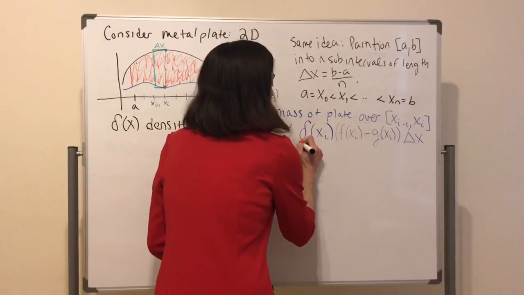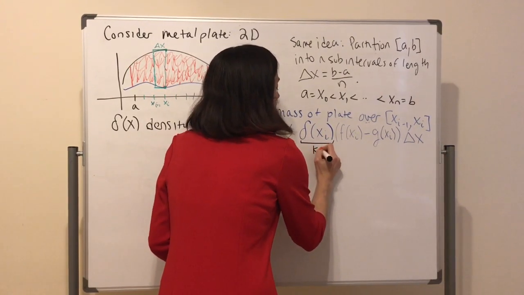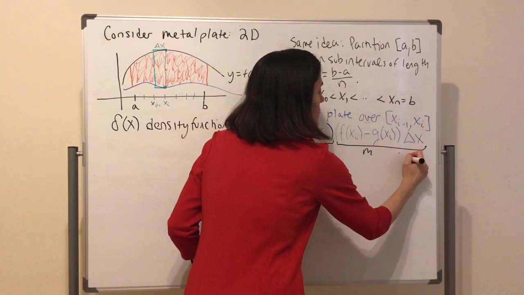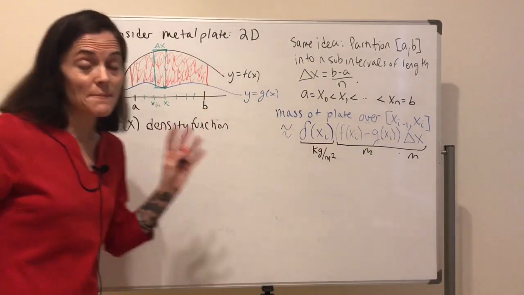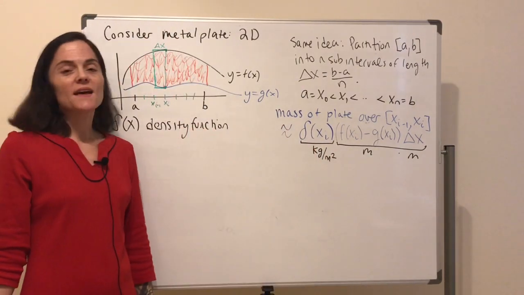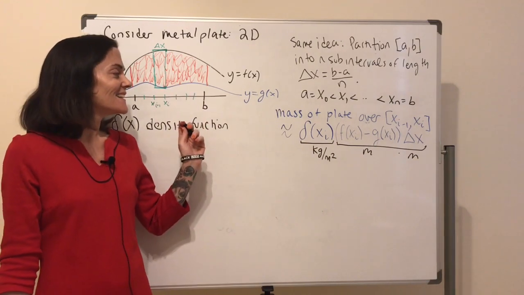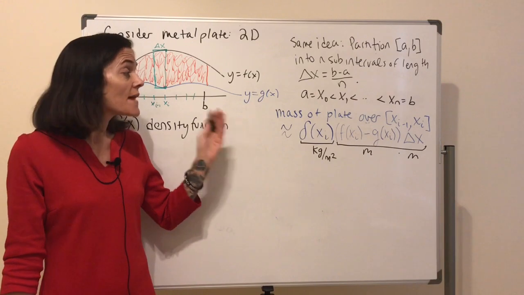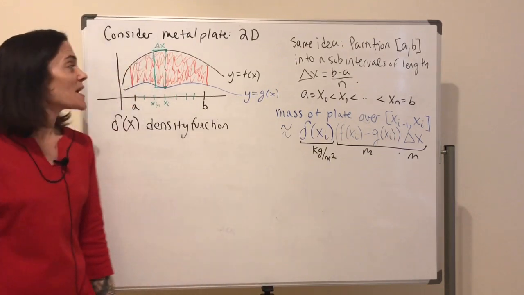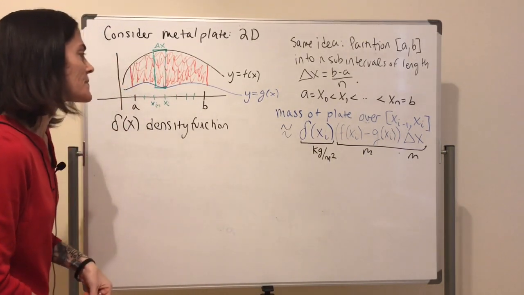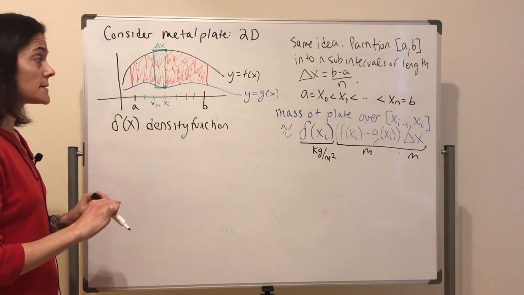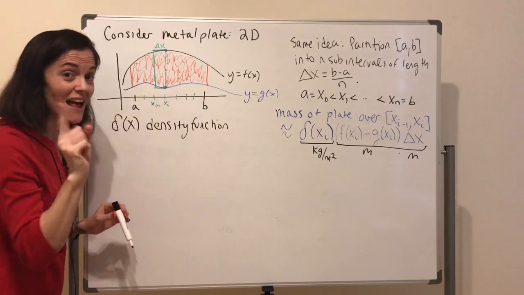Okay, let me write underneath what all this is. This one here is in kilograms per meter squared, this one here is in meters, and this is in meters. So you see, everything works out, and we have a mass, we have kilograms. It's always good in setting up a problem with slices to check your units, because if you left something off, you would know. We wouldn't get kilograms at the end, and this will be even more important when we get to work, which is coming very soon. So this is the approximate mass of the plate lying just over this subinterval.